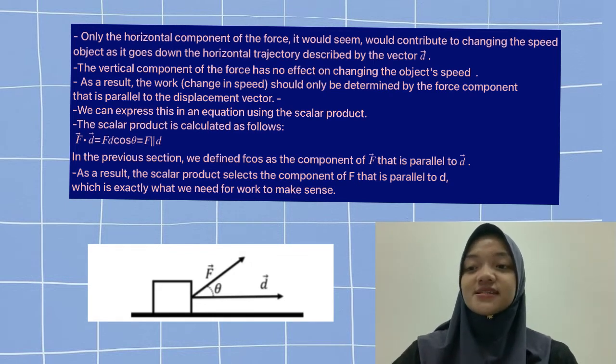We can express this as an equation using the scalar product. The scalar product is calculated as follows. In the previous section, we defined F cos θ as the component of F that is parallel to D, as the screen shows. As a result, the scalar product selects the component of F that is parallel to D, which is exactly what we need for work to make sense.